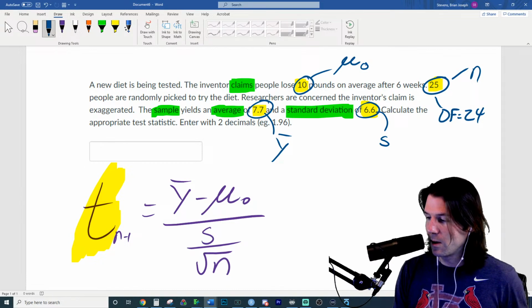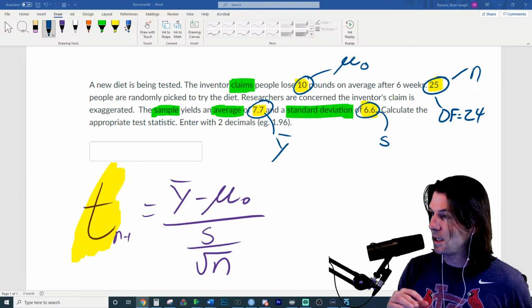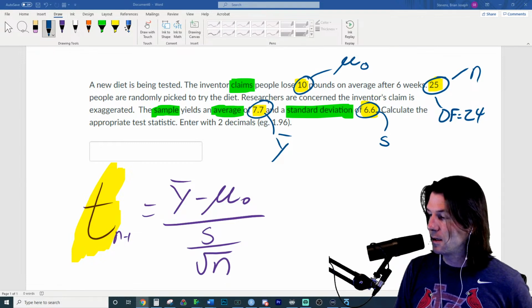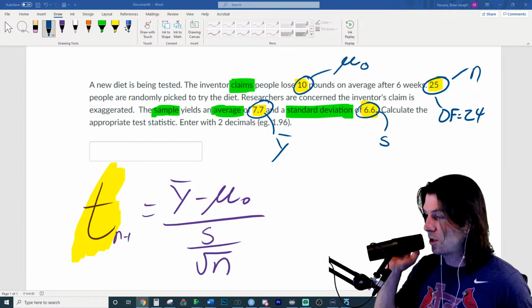Well, I think you're on the right track right there, Bailey. So it's not that T equals 24. It's that the T is a T distribution.